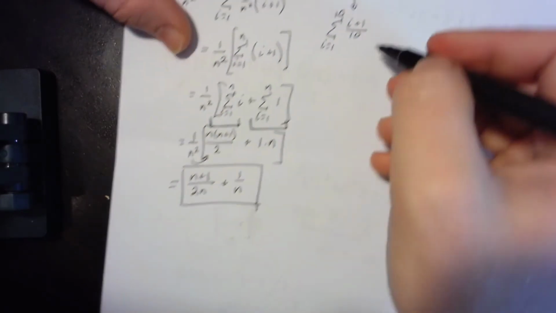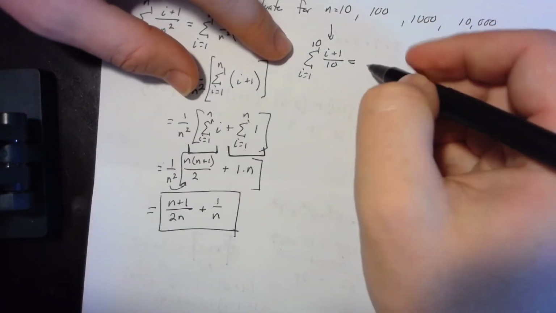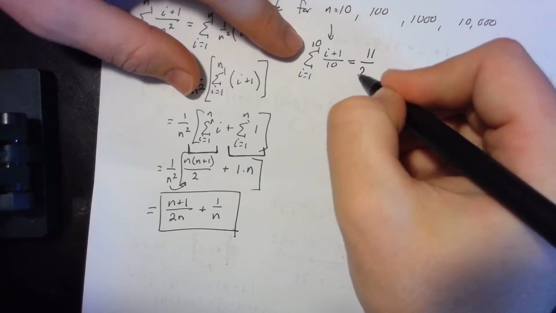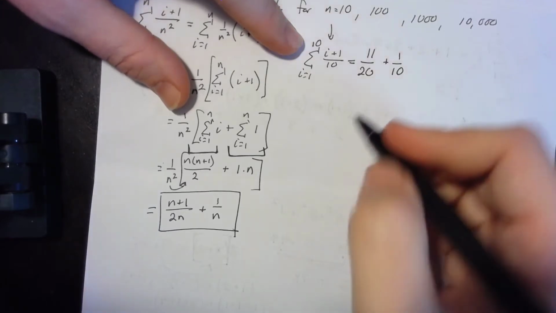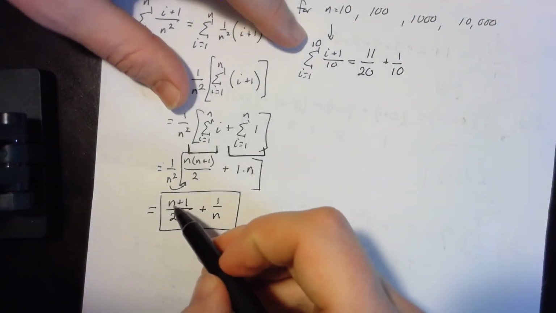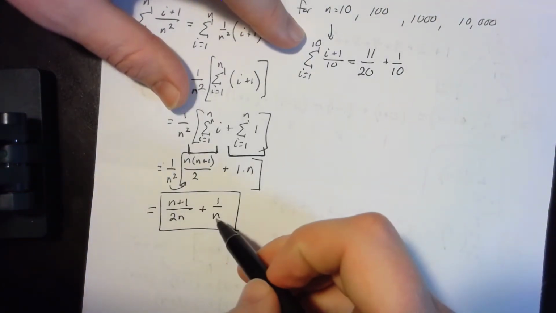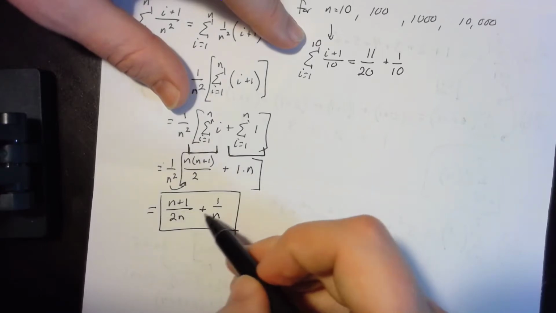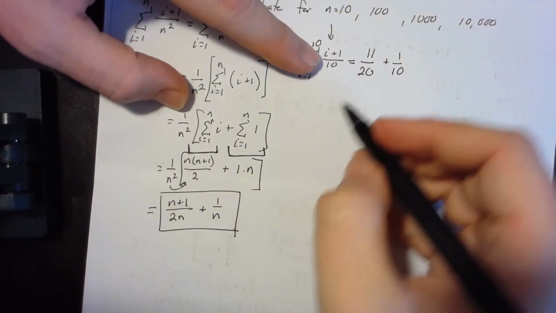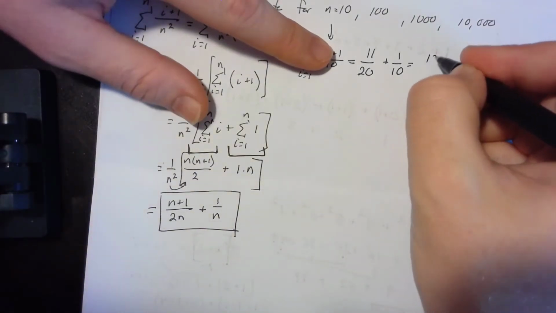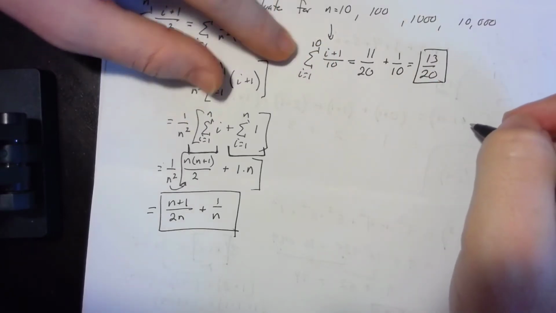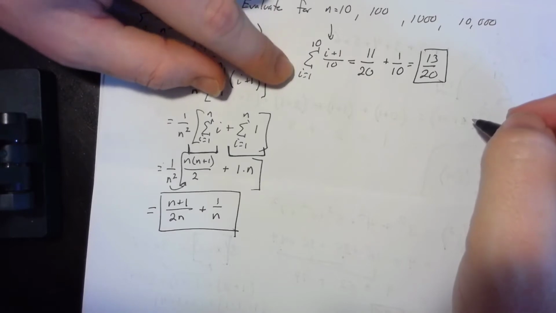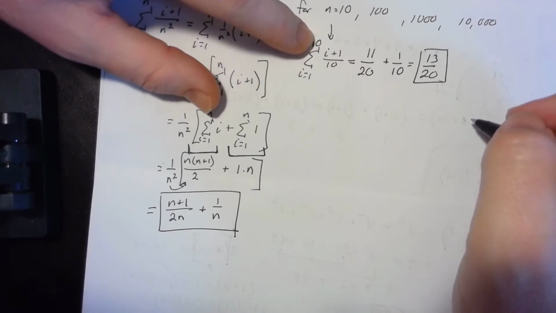Which you'll notice, if that's the case, this thing is nothing more than 11 over 20 plus 1 over 10. Again, all I did was in here replace my n's with 10. All three of these n's right here I replaced with 10. So this value right here, if I simplify it just a little bit, is 13 over 20. And that's what this first summation is, if I add up 10 terms.